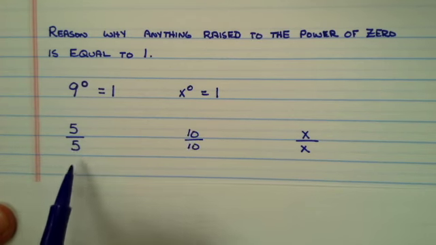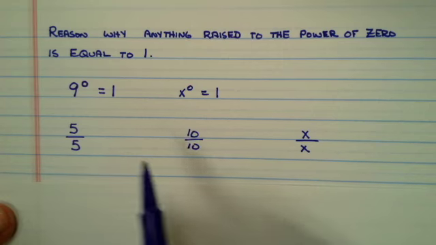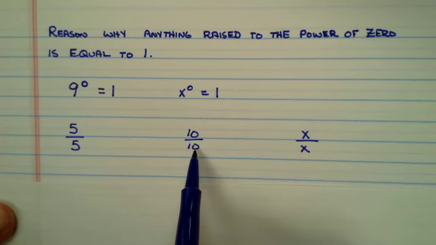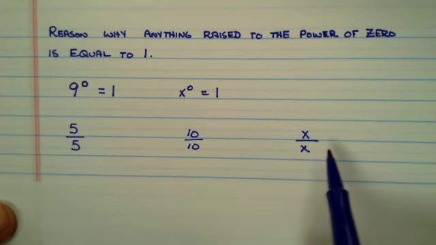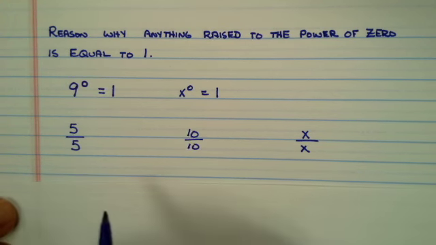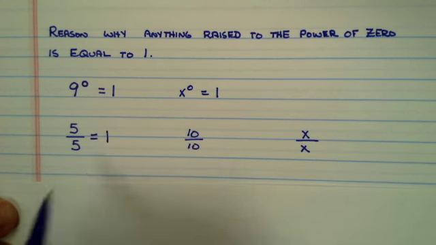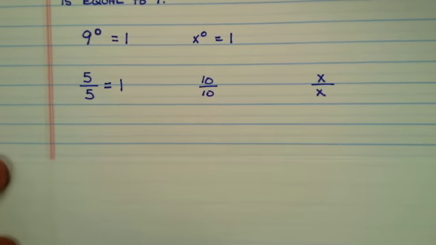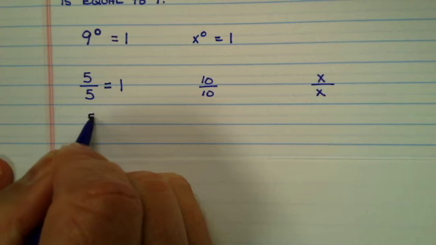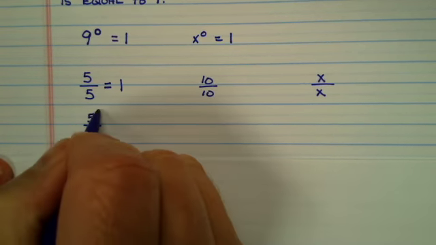If I normally divide something, I think people know that 5 divided by 5 is 1. Or 10 divided by 10, that's also going to be 1. X divided by x, that's also going to be 1. But we're going to use our rules for exponents and see what we get. If this is true, then if I write it with exponents, it should also be true. Meaning, what's the exponent on both of these 5s? There's an exponent of 1 on each one of these.